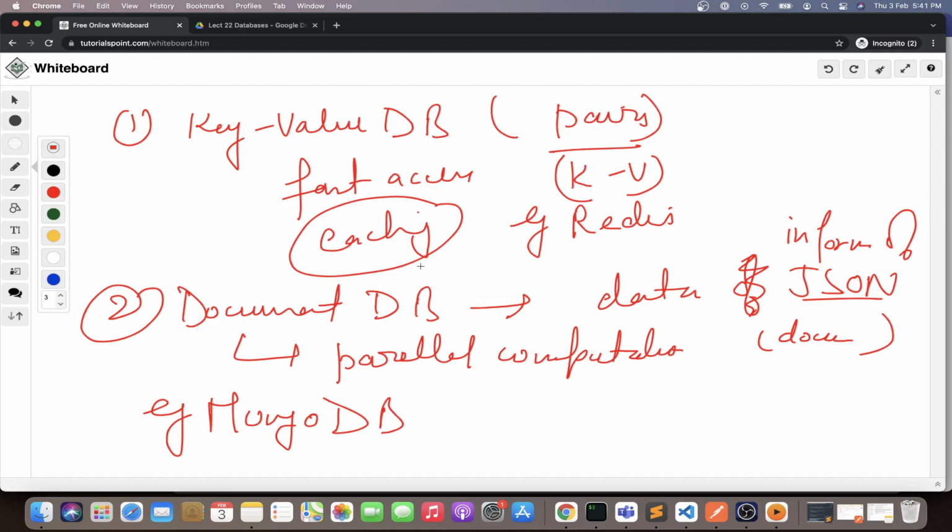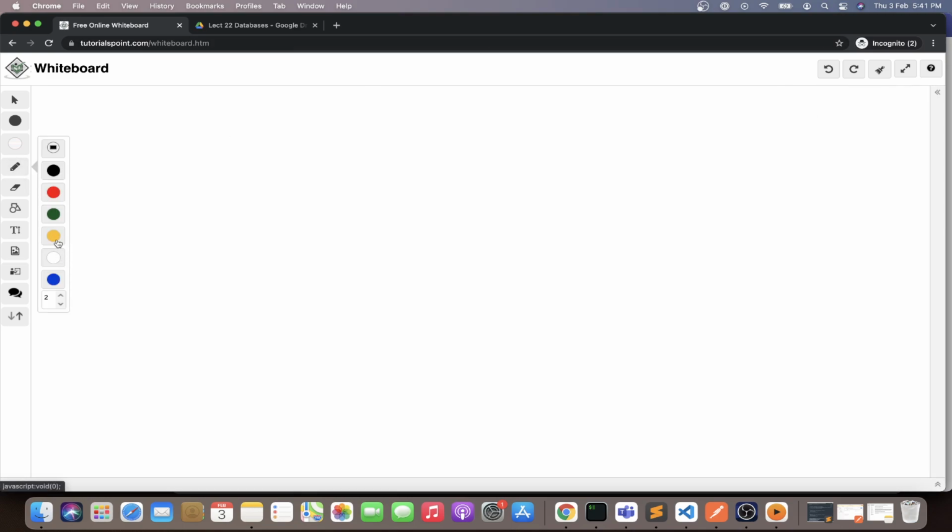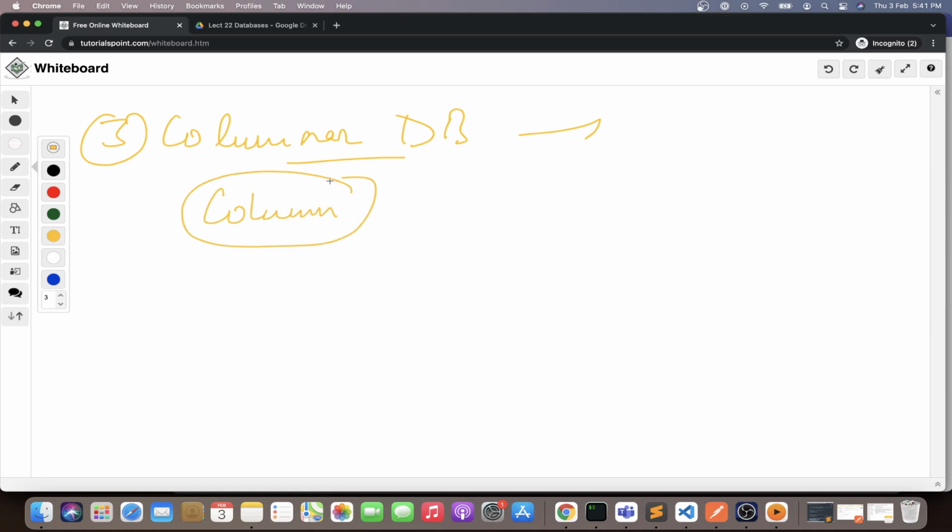Now let's discuss the next one, the columnar DB. In this, columns are stored instead of rows. The partition and all the steps or processes involved will focus primarily on the columns. An example is Cassandra.